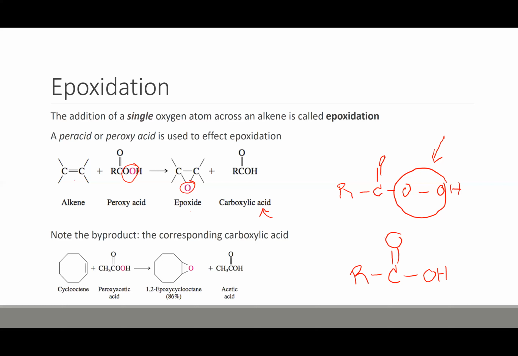So here in our example below, you can see we take cyclooctene. This is an 8-membered ring with a double bond, and when it's reacted with a peroxyacetic acid, this is some type of peroxy acid, it forms an epoxide where the double bond was. And notice that our peroxyacetic acid just becomes acetic acid, which is the carboxylic acid form of what's left over from our starting peroxy acid.